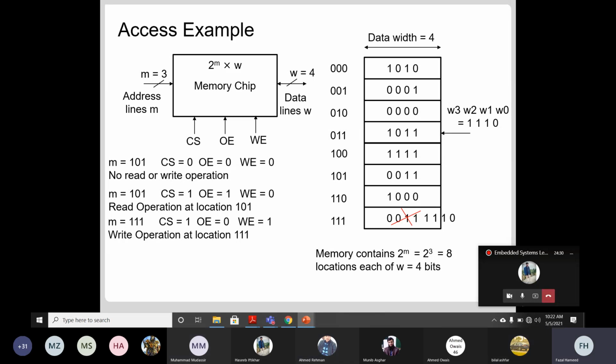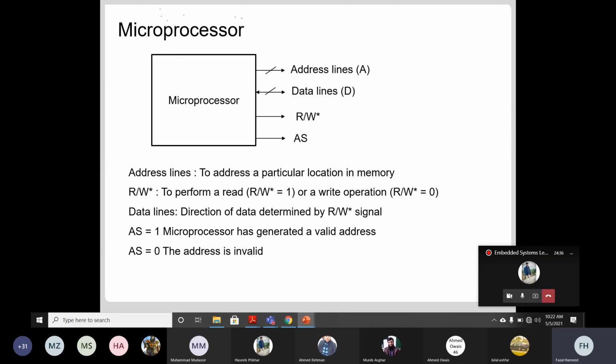Okay, now we have two views. One is the memory side view, and another is the microprocessor view. If you look at it from the microprocessor view, the address line is represented by signal A, and the data lines are represented by signal D.